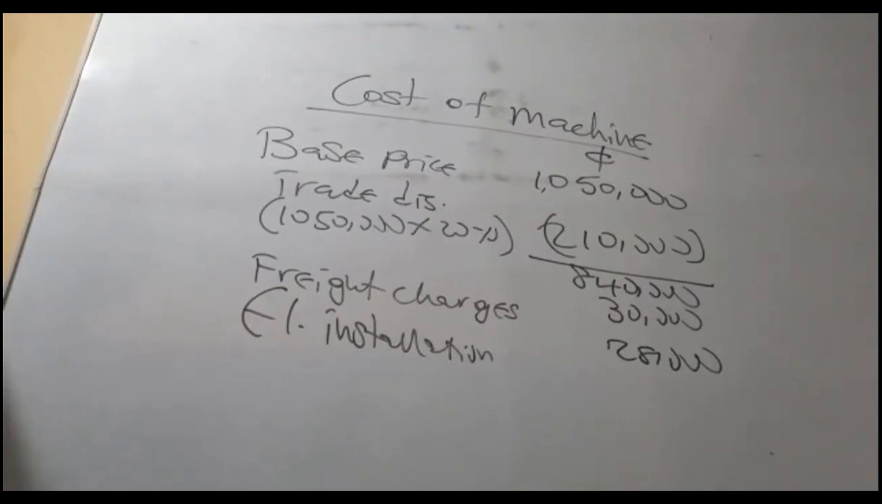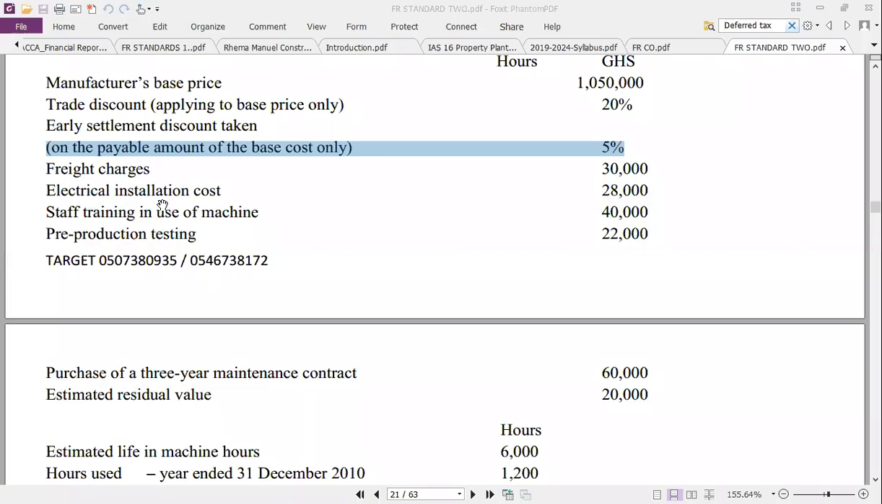Then staff training cost will be part, 40,000. Staff training cost will be part? No, not at all. So staff training cost will not be part. But to be where? Expense in the P&L. So you go to the P&L as an expense. Perfect.